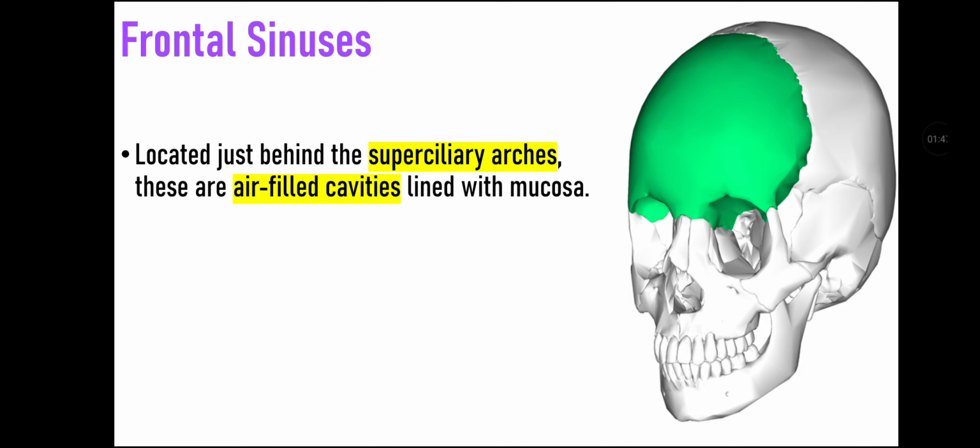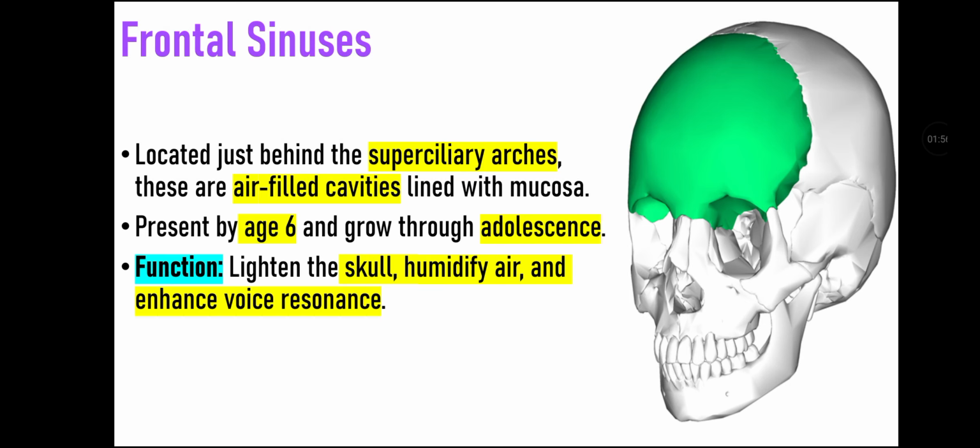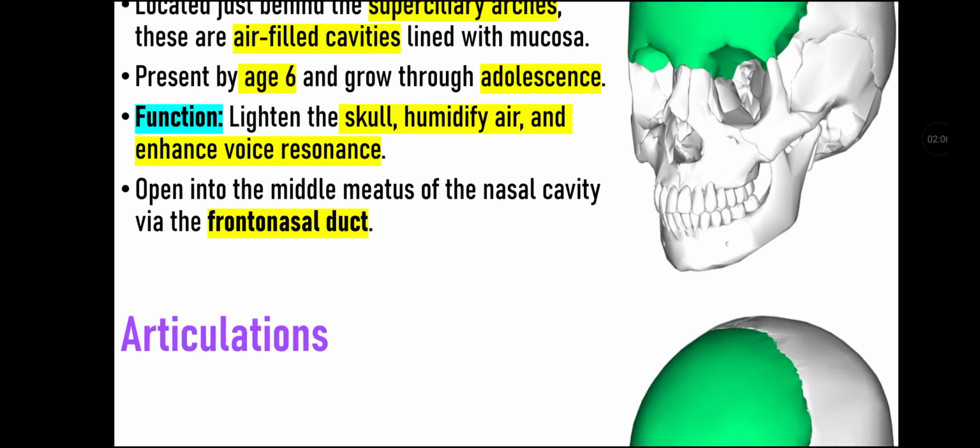Now let's talk about the frontal sinuses that are located just behind the superciliary arches. They are air-filled cavities lined with mucosa. They are present by age 6 and grow through adolescence. Function: they lighten the skull, humidify air, and enhance voice resonance. They open into the middle meatus of the nasal cavity through the frontonasal duct.